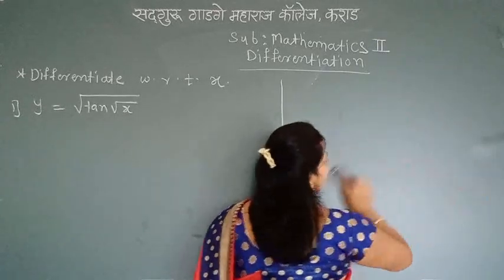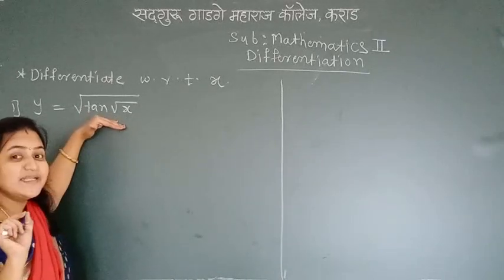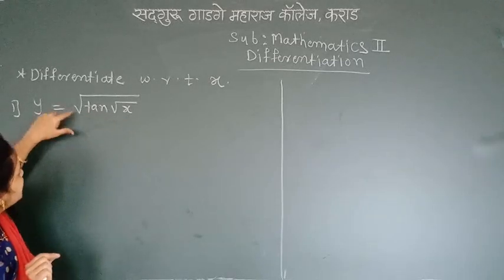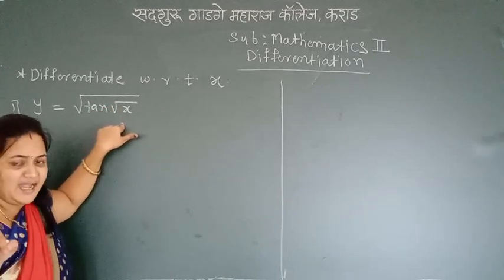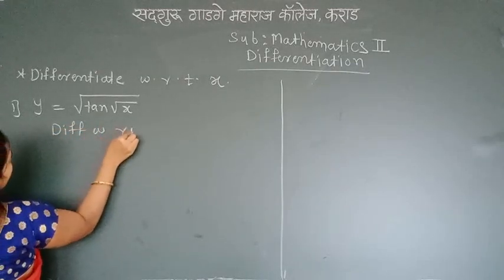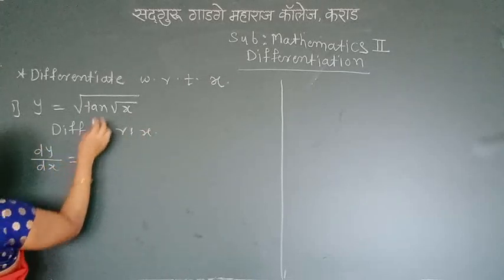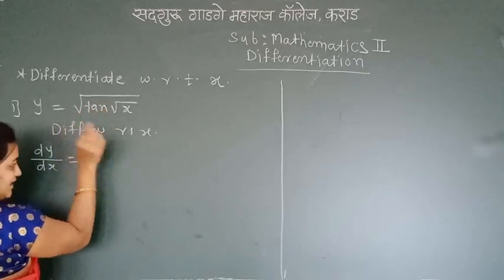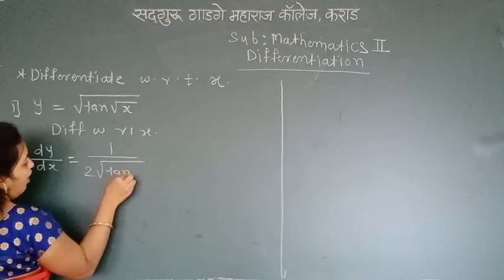So first we differentiate with respect to x. Your standard function is root x. What is the derivative of the root x function? 1 upon 2 root x. So the derivative of root of tan of root x is 1 upon 2 root of tan of root x. So dy by dx is equal to, first find the derivative of root, because this is your standard function, so 1 upon 2 root of tan of root x.